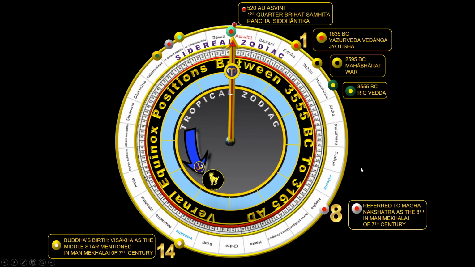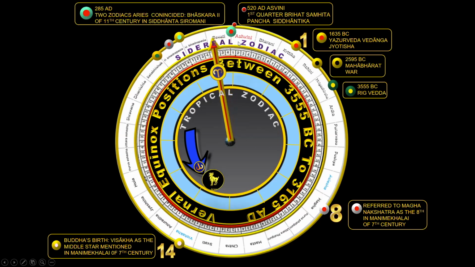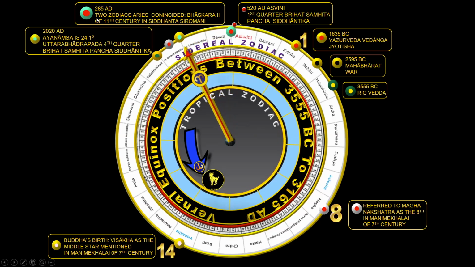So then in 285, this was in 520 AD. The Varaha era was in 520 AD. Slowly it moved to that point, and in 285 AD the two zodiacs coincided. Bhaskara II of the 11th century, in his book Siddhanta Shiromani, mentioned that it was actually coinciding. Immediately it moved to the first part of Ashwini in 285 AD. From 524 AD it moves towards 285 AD, and from there it moved to 2020.